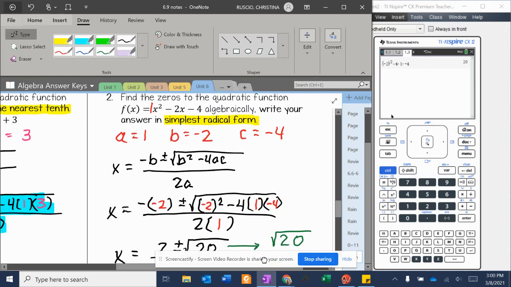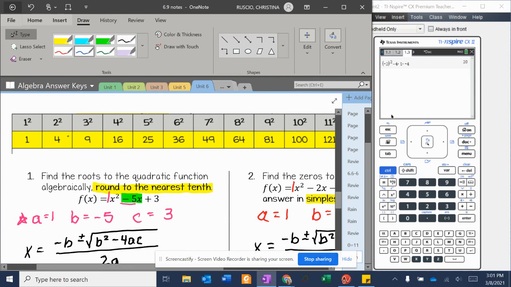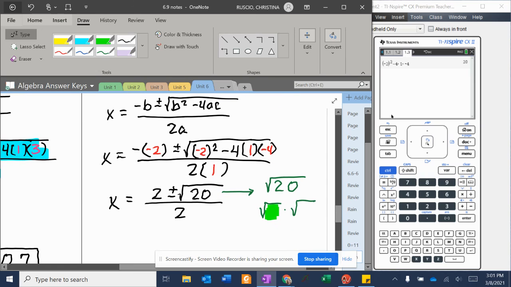So perfect squares, look at this. They're up top here. 4, 9, 16, 25. I'm pretty sure 4 is my biggest perfect square because I don't think 9, 16, 25 is too big. Yes, 4 times 5. And the square root of 4 is 2. So 2 square roots of 5.